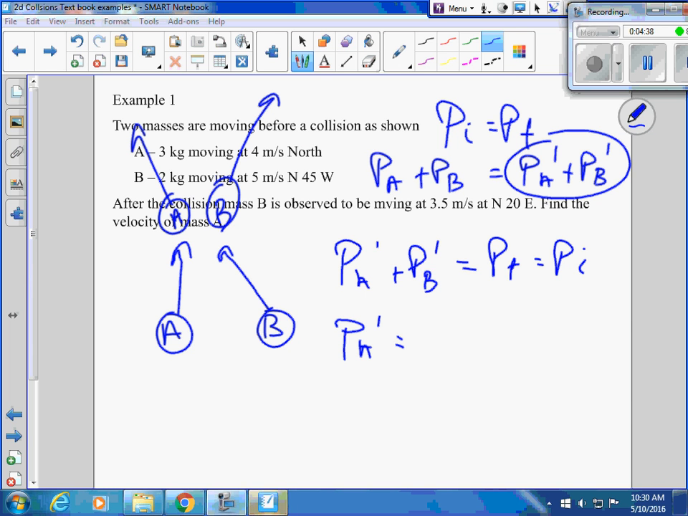PA prime then is going to be the initial minus PB prime, right? All I do is take that PB prime to the other side. So in effect I'm doing vector subtraction, because PA prime is a vector. I've got to break the initial momentum down into components, and then subtract the components of PB prime. Everybody with me? I want to make sure everyone's with me before I get too far into this, including myself. Still debating whether I'm with you or not.